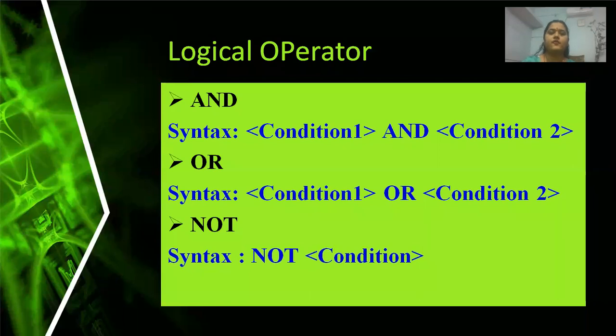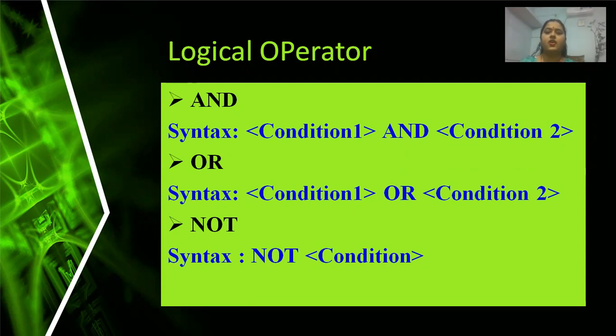The first type of operator is the logical operator. Logical operators use three types of operators: And, Or, and Not. These logical operators are used in looping structures, in if-else statements, or in any type of selection and sequence control structure.